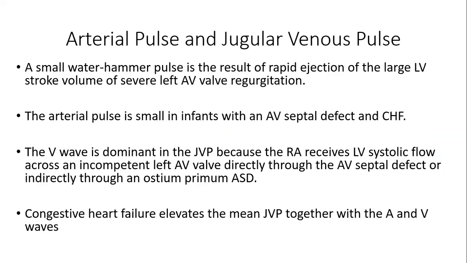Coming to the arterial pulse and the jugular venous pulse. If there is severe left AV valve regurgitation, there can be a small volume pulse in the direction of the larger left ventricular stroke volume. And in patients with AV canal septal defect with CHF, the arterial pulse will be small because of failure. So in AV canal, if there is LVOTO or severe MR, it can have a small volume pulse. Or, as you heard in the previous lecture, with severe AV regurgitation you can have features of an early water hammer pulse.